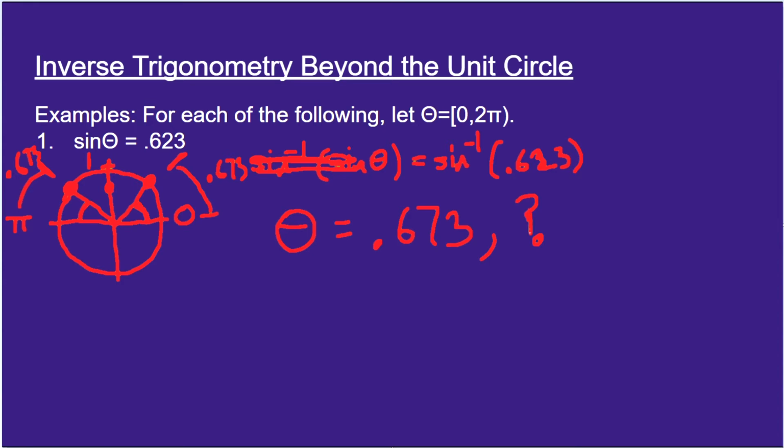So my other solution will be essentially just pi, which is 3.14, minus 0.673. You can evaluate this using a calculator. You can do it by hand if you like. Let's see. That would give us 2.467. And that is our solution to this first one.